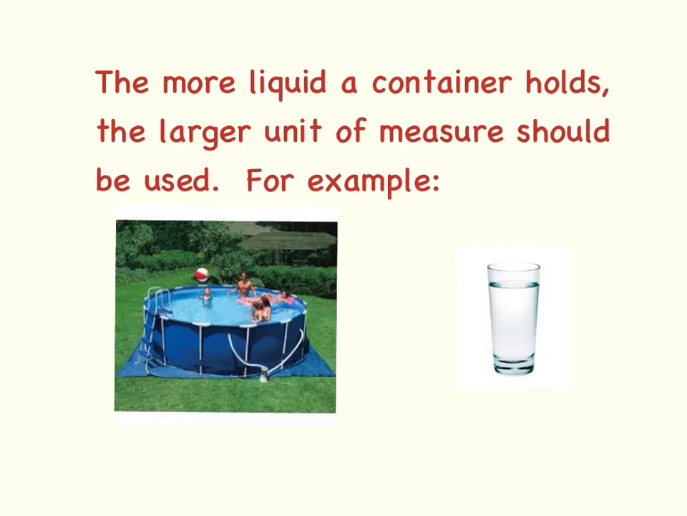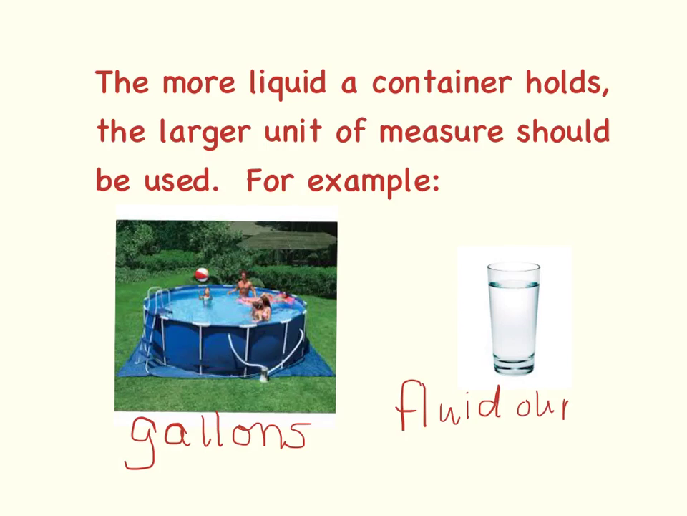The more liquid a container holds, the larger the unit of measure that should be used. For example, we've got a very large swimming pool, and in order to measure the amount of water in this pool, we would be using gallons. Gallons is our largest unit. Whereas if we were talking about a small glass of water, this is a small amount, and we would be using fluid ounces, or possibly cup.